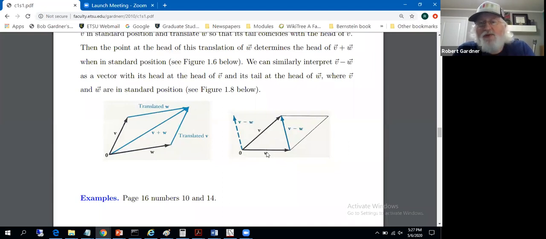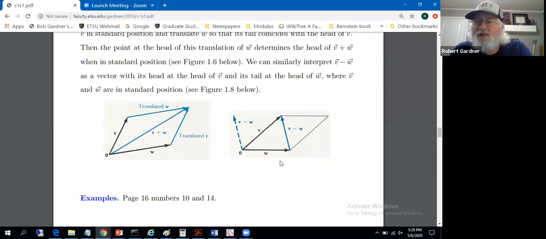But if we were to take vector w and multiply it by -1, it'd point off in the left direction. Same magnitude, opposite direction. If we use the parallelogram law, then with negative w and vector v, it would produce this v minus w vector, which can also be translated over and interpreted like this.